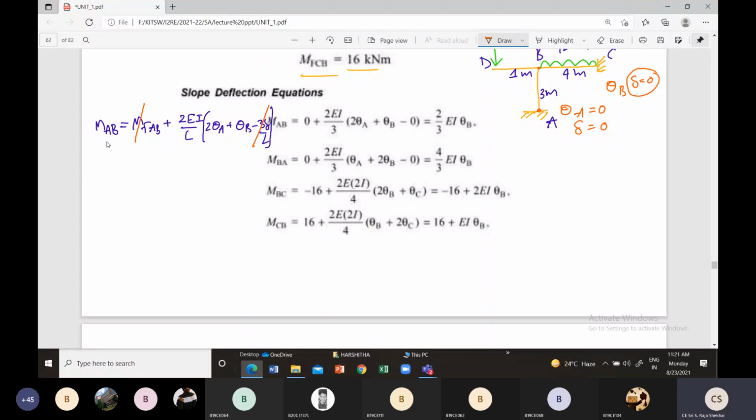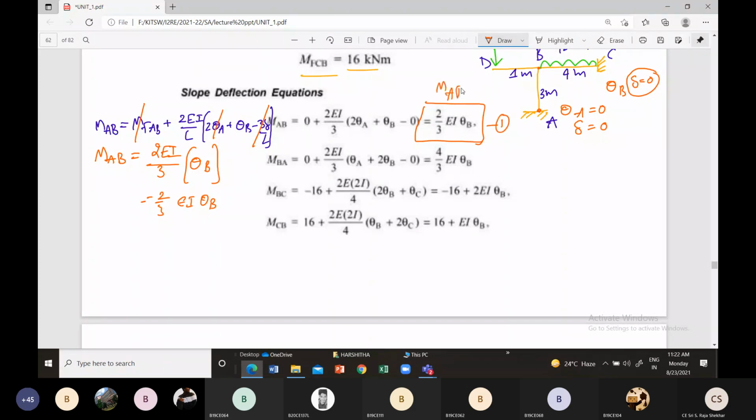So we can write MEAB is equal to 2 EI by L, where L is equal to 3 meters for this AB member, into 2 theta A plus theta B. Theta A is 0, so this is 0 plus theta B. Theta B is the unknown. So MEAB is equal to 2 EI by 3 into theta B, that is 2 by 3 EI theta B. So this is, let us say, equation number 1: MEAB is equal to 2 by 3 EI theta B.